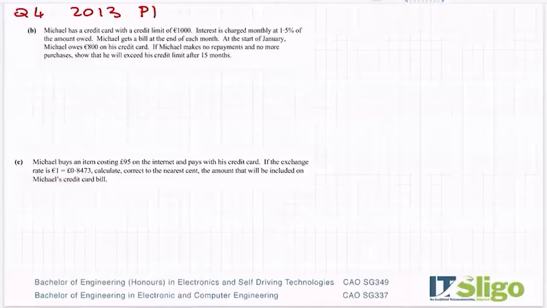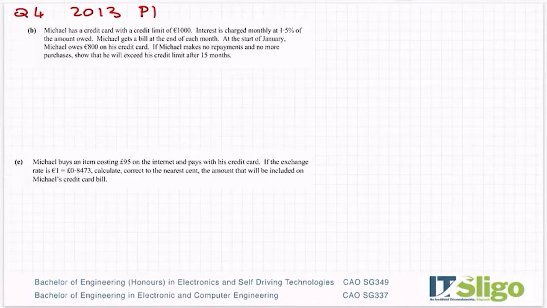Okay, so question 4, 2013, also on paper 1. Michael has a credit card with a credit limit of €1,000. Interest is charged monthly at 1.5% of the amount owed. Michael gets a bill at the end of each month. At the start of January, Michael owes €800 on his credit card. If Michael makes no repayments and no more purchases, show that he will exceed his credit limit after 15 months.